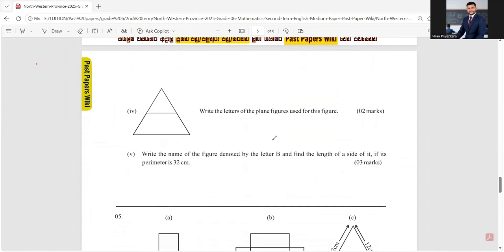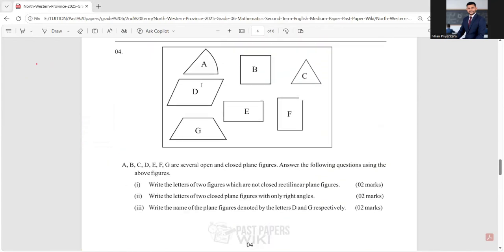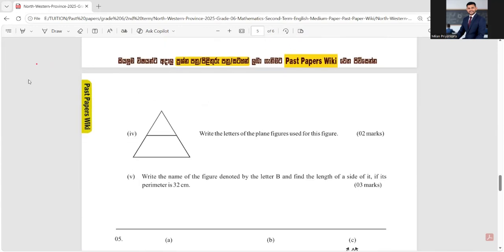And write the letters of the plane figures used for this figure. Actually, for this figure, you have a triangle and a trapezium. So what are the two figures used for this one? You see now triangle means C, right? Trapezium means G. Right, this is C, this is G. You can write C and G.